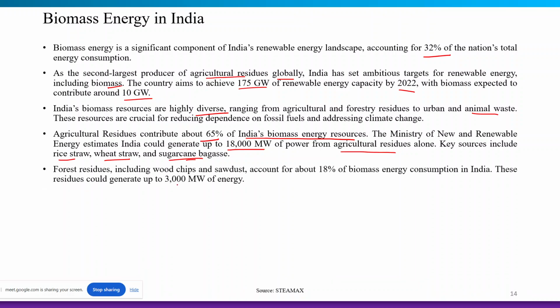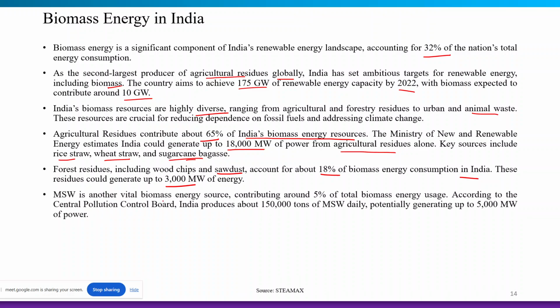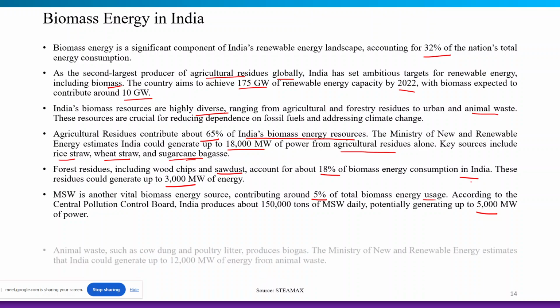Now, forest residues, those include wood chips, sawdust, those account for 18% of the biomass energy consumption in India. These residues could generate up to 3000 megawatt of energy. Now, the municipal solid waste, another vital biomass energy source, that I already discussed, contributes around 5% of total biomass energy use. According to the Central Pollution Control Board, India produces almost 15,000 tons of municipal solid waste daily, generating around 5,000 megawatt of power.